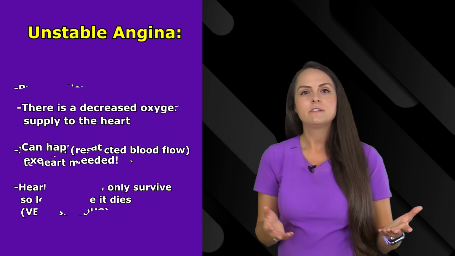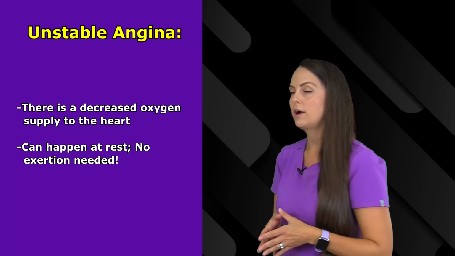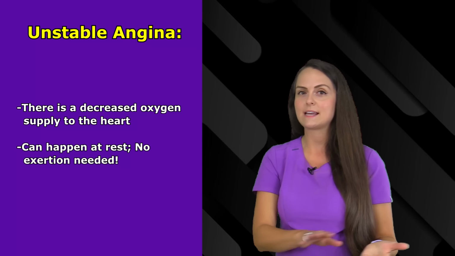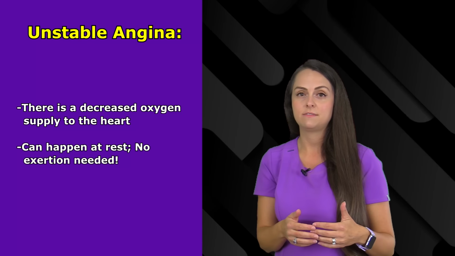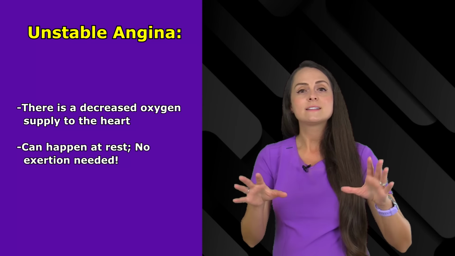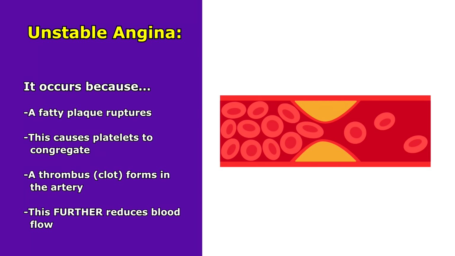patient. So with this type of angina, there is a decrease in oxygen supply to the heart. So exertion isn't our problem. This type of angina can happen with minimal activity, so it can happen at rest. Now, why exactly is it occurring? Well, we've already established that we've had a fatty plaque rupture.